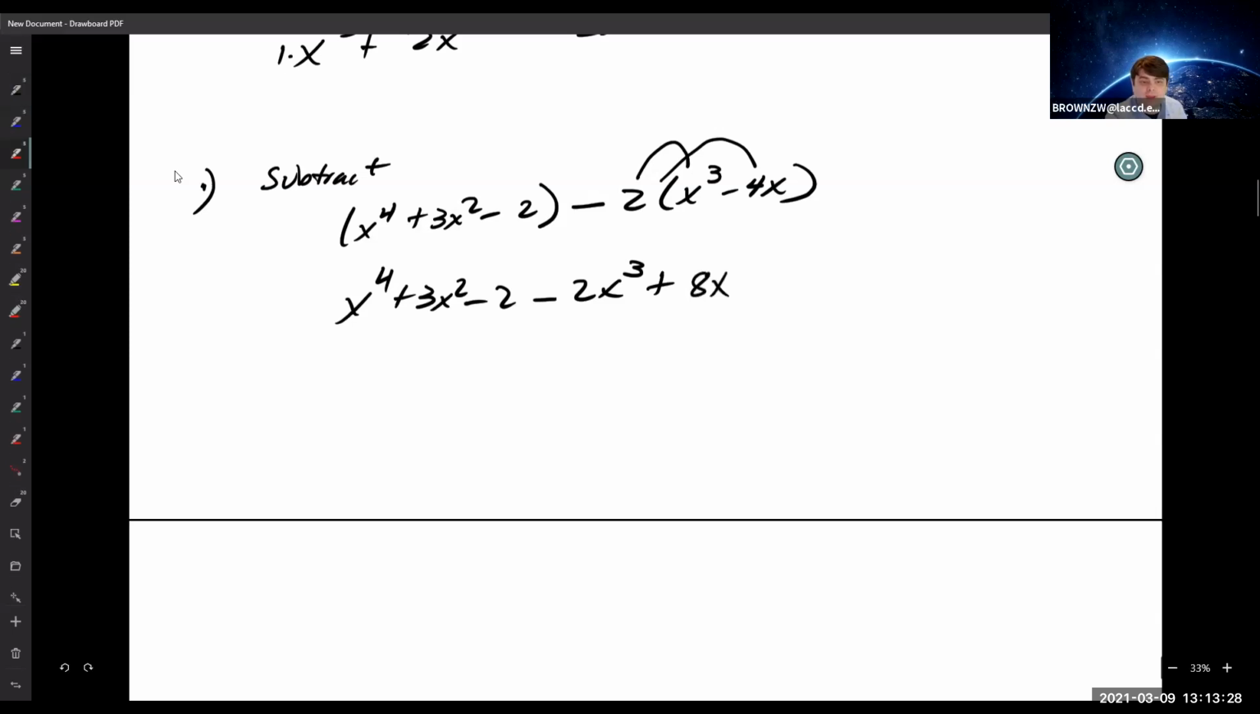And now, once again, what I like to do is go down from highest power to lowest power. So we have an x to the fourth, no other x to the fourth, so we just bring that down. Next power down would be our x cubed, so that's going to be minus 2x cubed. And on down, plus 3x squared, plus 8x, minus 2. So in terms of subtracting, there were no actual like terms in this example. So really all we're doing is listing them in descending order, from the highest power to lowest power.